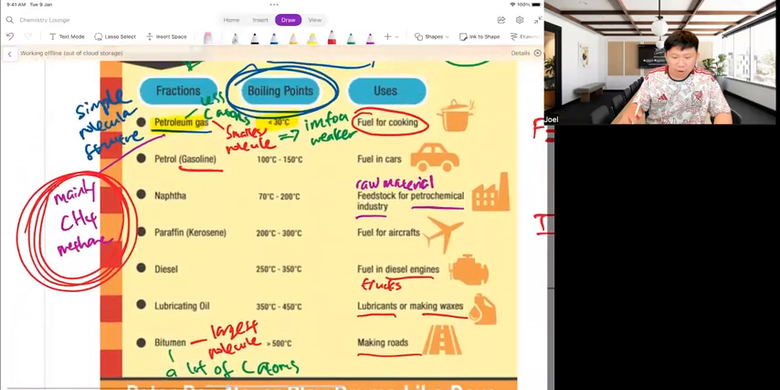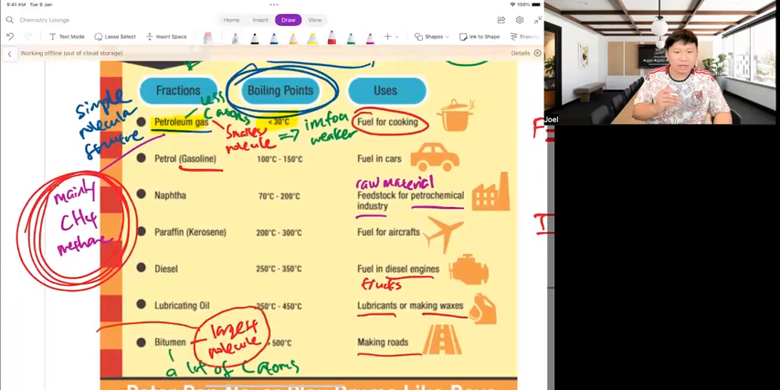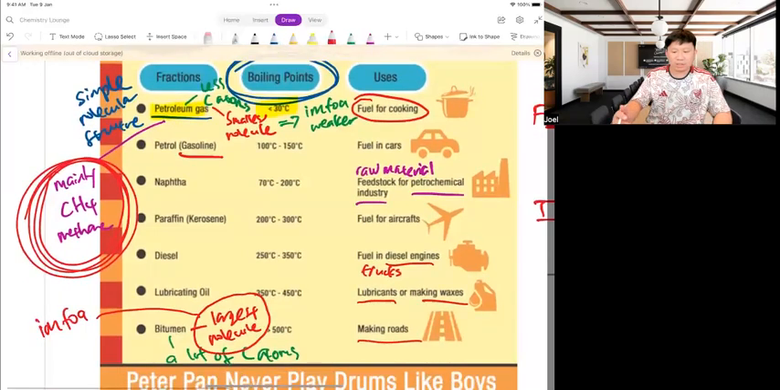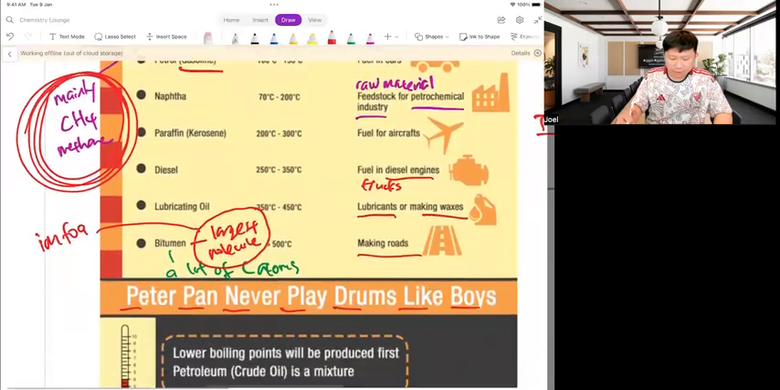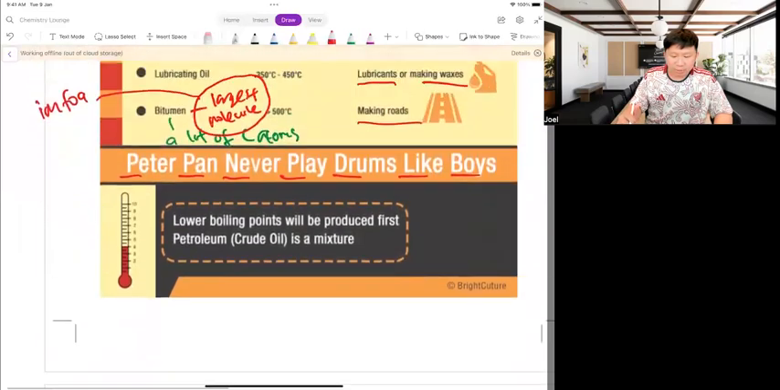So the largest molecule is bitumen. When there's a largest molecule, what thing is the strongest? Any idea? The intermolecular forces of attraction, because they are all simple covalent. That's all. Low boiling points are produced first.